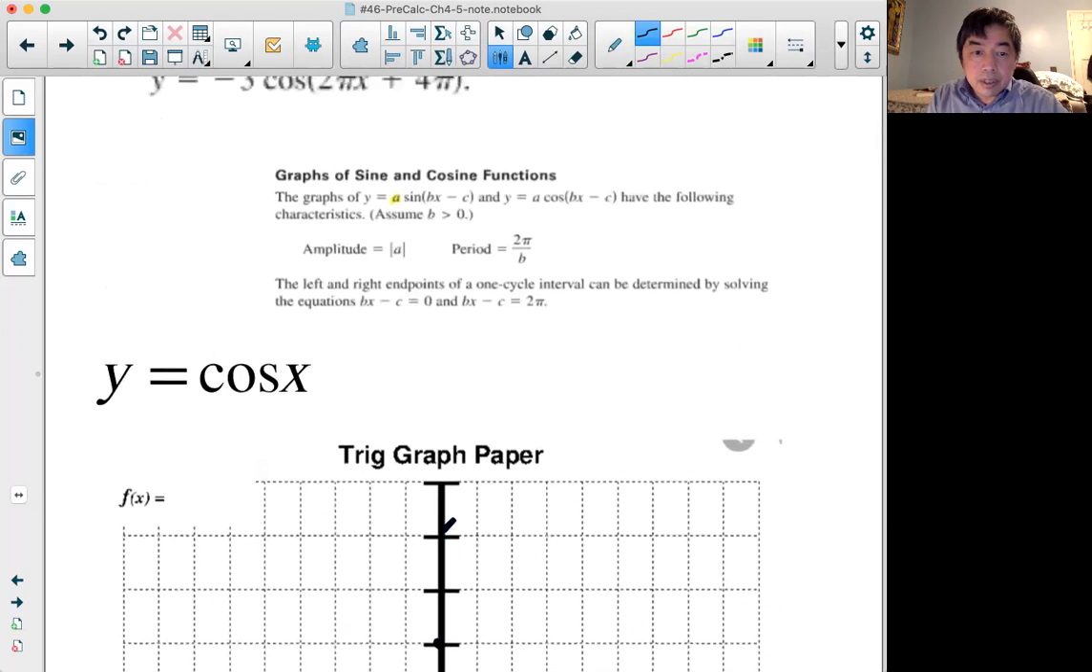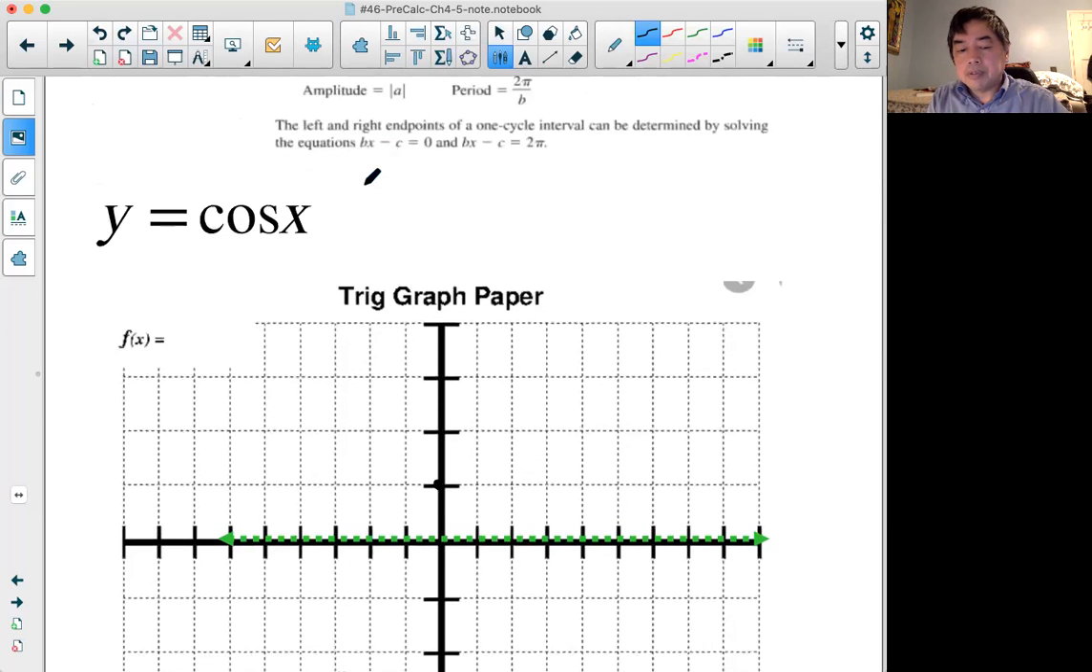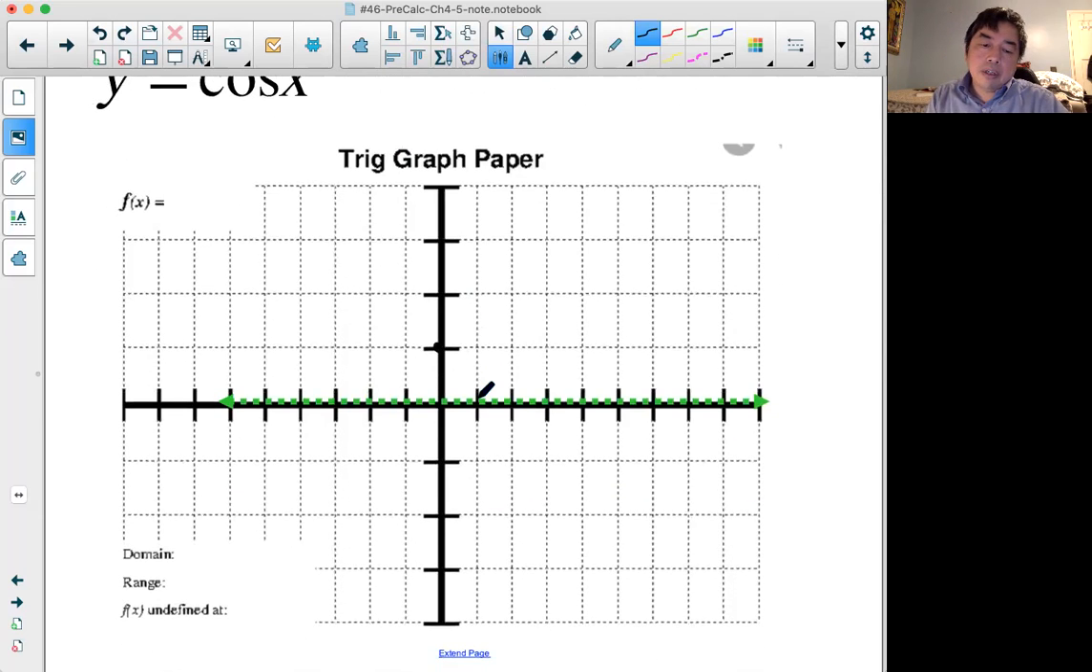And now we have to think of the period. If the period is 2 pi, this is going to be pi over 2, pi, and 3 pi over 2, and the function will look like this. It's a little bit not accurate, but it will reach here. Okay, that's the first thing I would like you to think about.